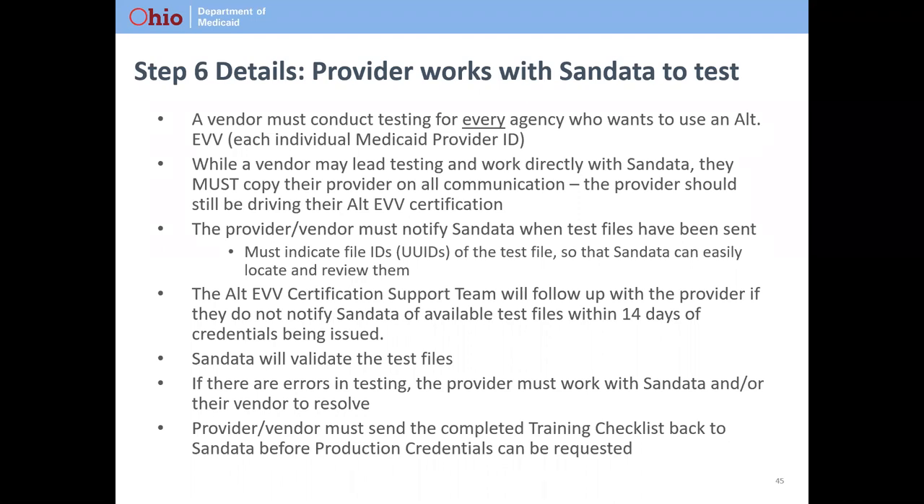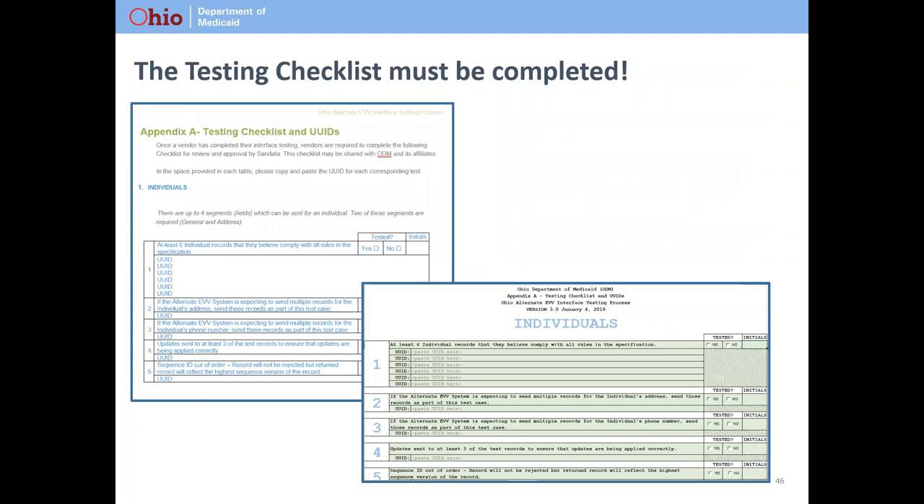Now, I mentioned that testing checklist that would need to be completed and sent back to SanData and completely validated before production credentials could be requested. This is an example of what that testing checklist looks like. On the left-hand side, you're actually looking at the Ohio Alternate EVV Interface Testing Process, which is issued to providers when they first express their interest in using an alternate vendor.